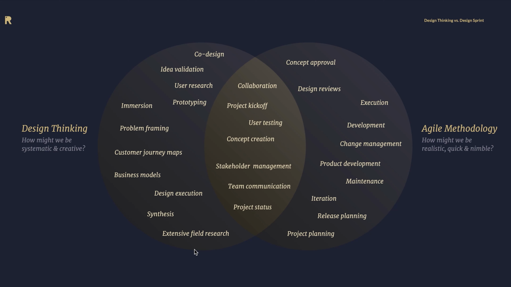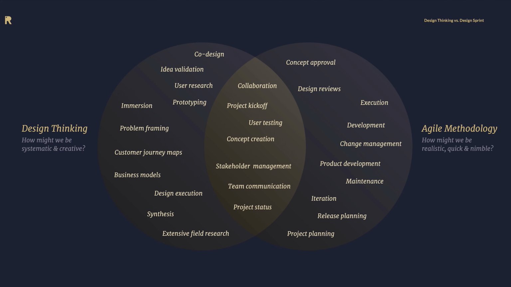But if you look at this Venn diagram here, there are certain activities that cross paths between design thinking and Agile. Agile covers things like concept approval, design reviews, execution, development, change management, release planning. Those are very Agile things to look into. But there are these items here in the middle, which are collaboration, project kickoff, user testing, concept creation, stakeholder management. That's almost a cross path, a gray area between design thinking and Agile. And when they're combined together, oftentimes that's where the collaboration happens between Agile teams and designers who might have implemented design thinking into the system.